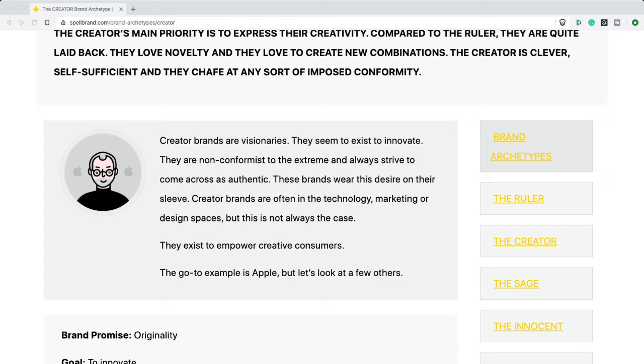These brands wear their desire on their sleeve. Creator brands are often in the technology, marketing, or design spaces. But of course, this is not always the case. They exist to empower creative consumers. Now, as I said, Apple is a great example, but we will look at some others. So the key here is that creative brands try and empower their audience.